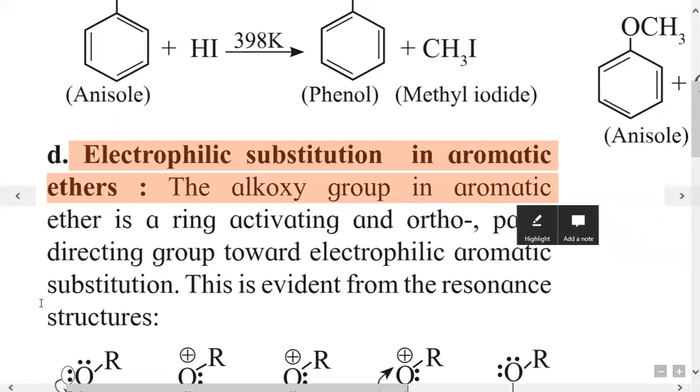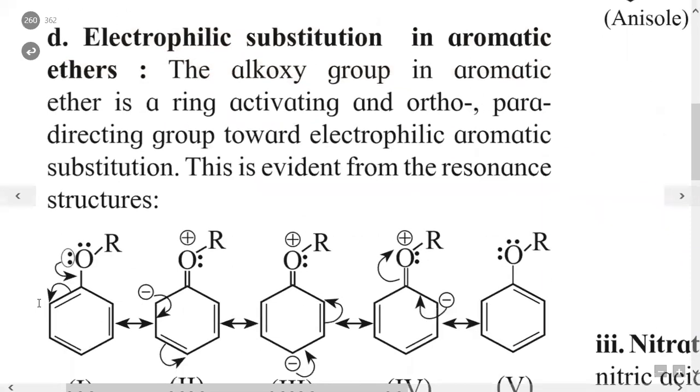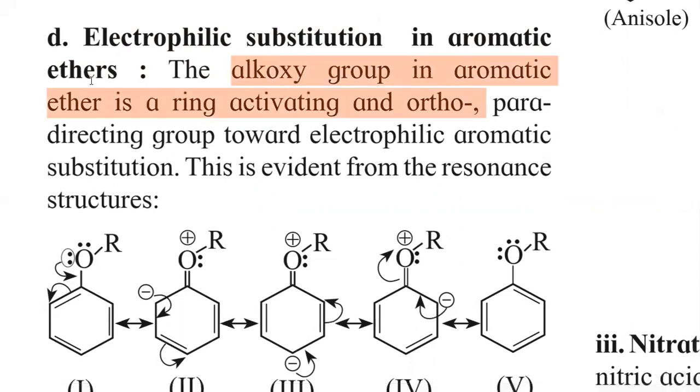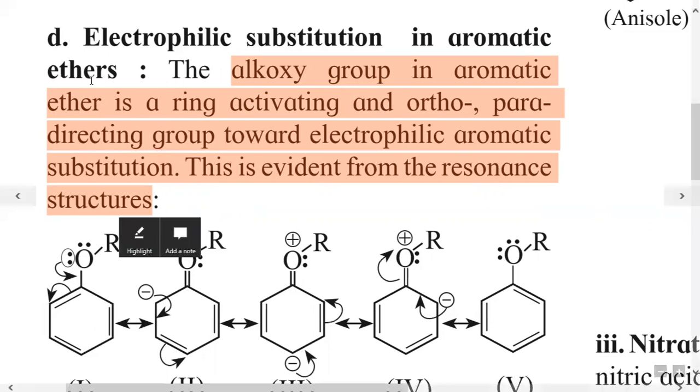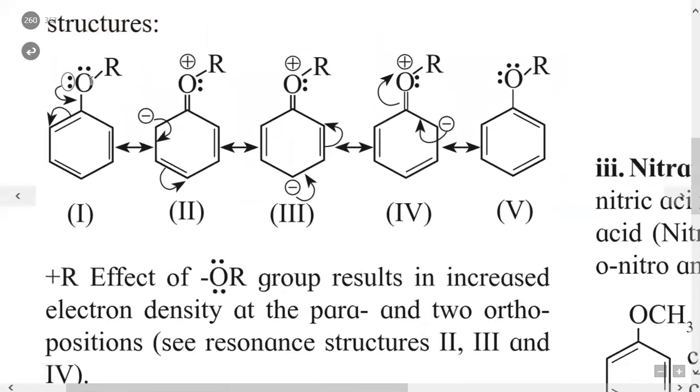Now, why do ethers undergo electrophilic substitution reactions? Because in aromatic ether, the alkoxy group is ring activating, and it activates the ortho and para positions. Therefore, the alkoxy group in aromatic ether is called an ortho para directing group, which is favorable for electrophilic aromatic substitution reaction. This is evident from the resonance structures of aryl alkyl ether.